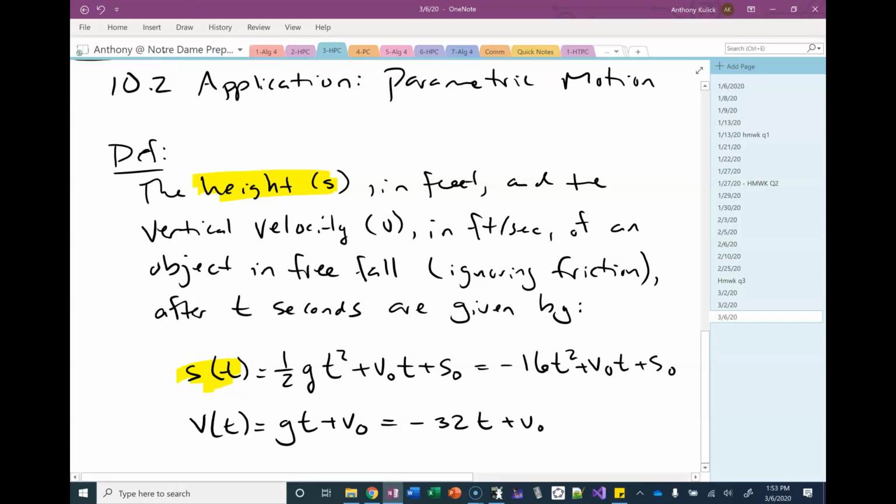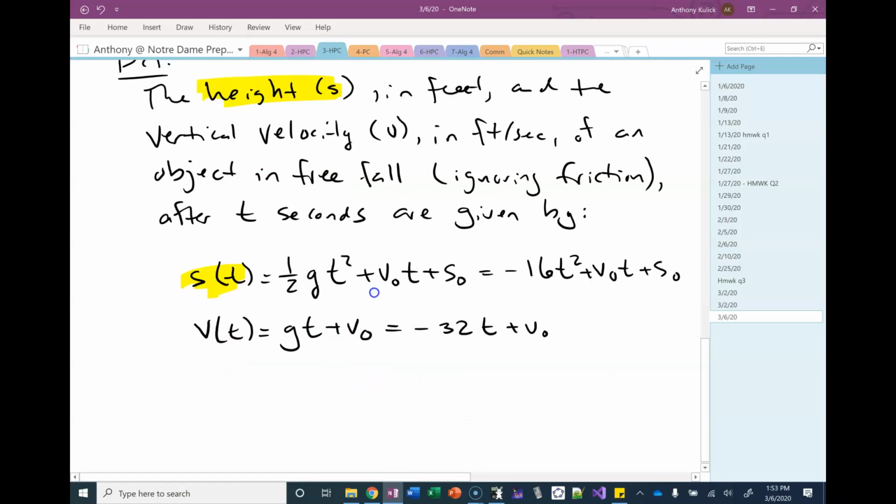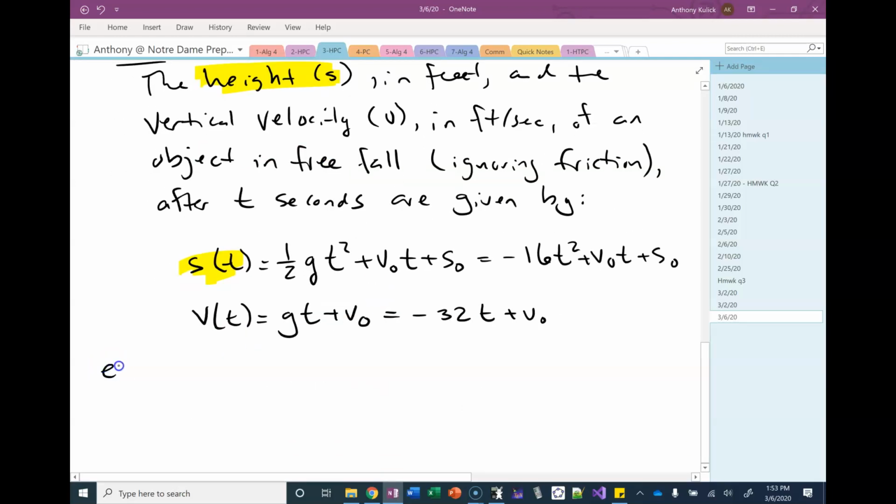Just as a side note, why is gravity negative? Because it goes up. Good. It acts down. All right. So let's do an example.